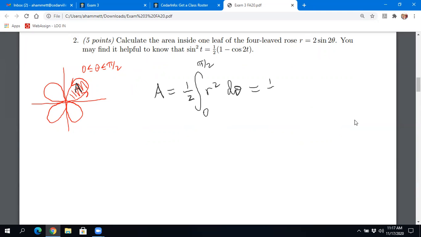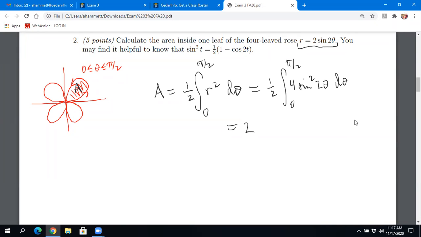Okay, so this is 1/2 integral from 0 to pi over 2. I have to square this. I have to square 2 sine 2 theta. So that's going to be 4 sine squared of 2 theta d theta. Okay, which, 4 over 2 is just 2.